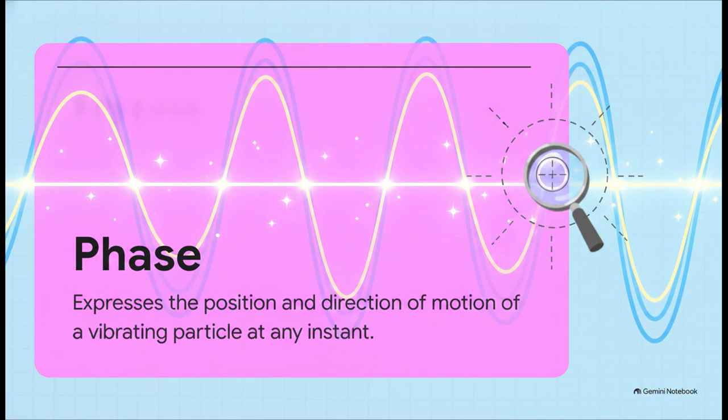Then there's phase. Phase is absolutely crucial because it tells us exactly where our object is in its choreographed routine relative to its mean position. At any exact instant, the phase expresses the complete position and the specific direction of motion for our vibrating particle. It's basically the GPS for our oscillator.